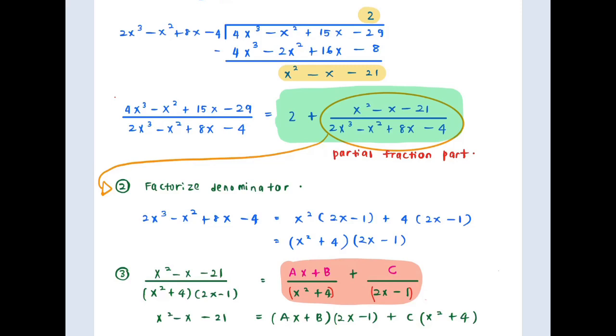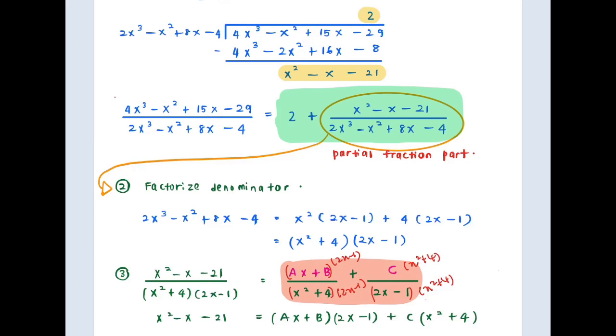So now let us equate the denominator of both sides so that we can cancel out the denominator. So for x squared plus 4, you already have this. You only need 2x minus 1. So let's multiply with 2x minus 1. Make sure everything is in brackets. Okay. And then for the second part, you already have 2x minus 1. So let's just multiply with x squared plus 4.